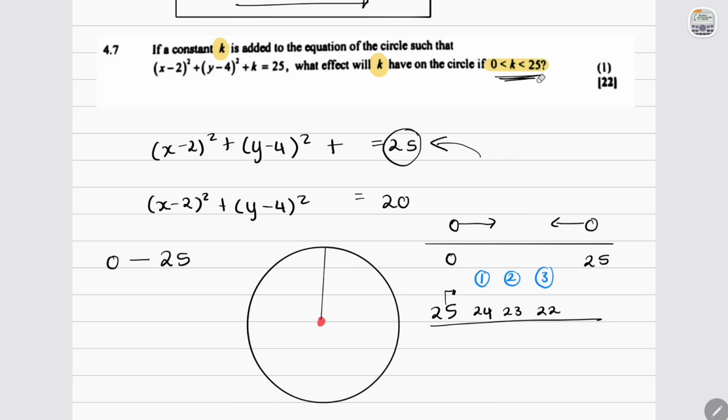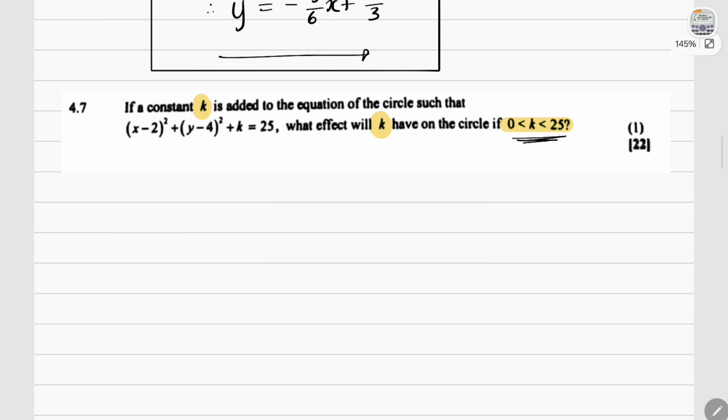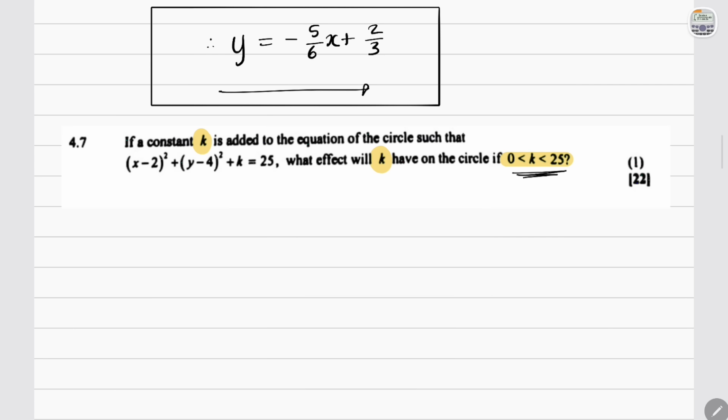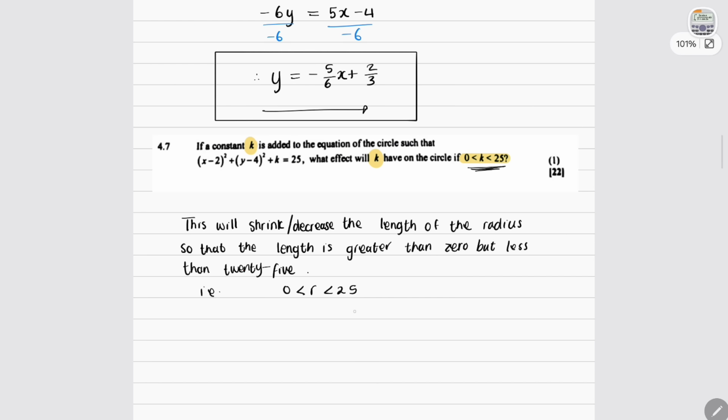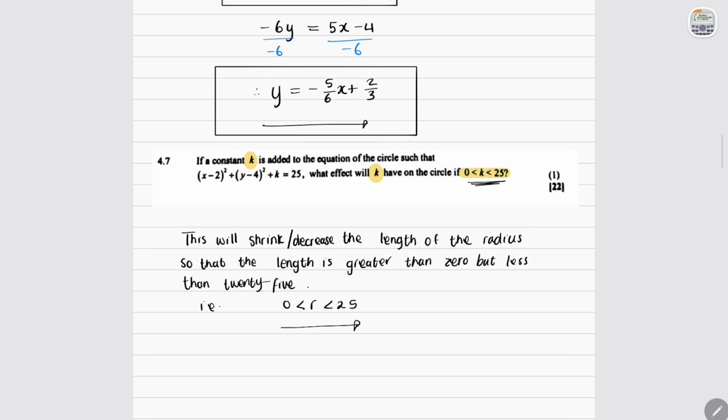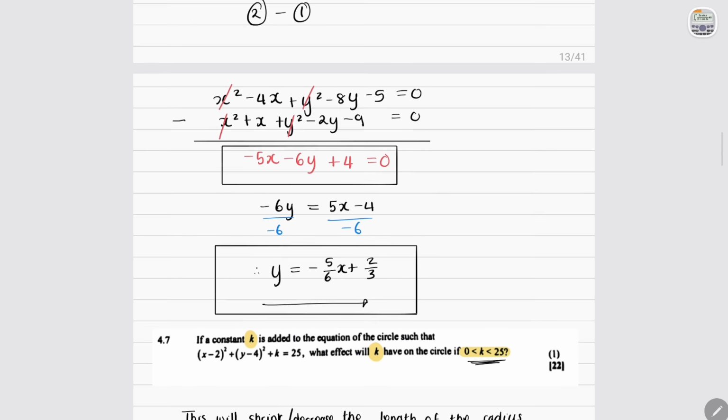So they were nice to at least give us this kind of thing and they didn't change that number. I'm finally just going to say that this would shrink the length of the radius to lengths that are between 0 and 25, so greater than 0 but less than 25. And yeah, that is my answer for that. The length of the radius will be between 0 and 25. And that is it for this question.